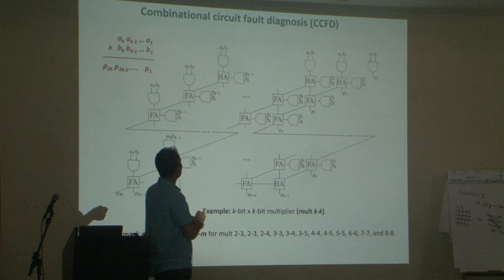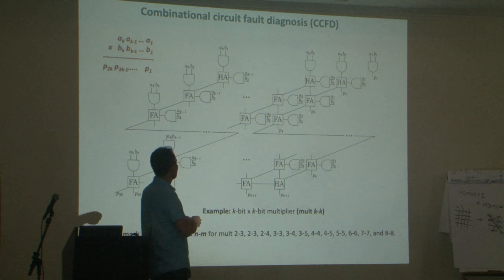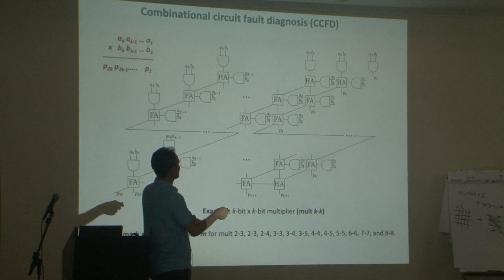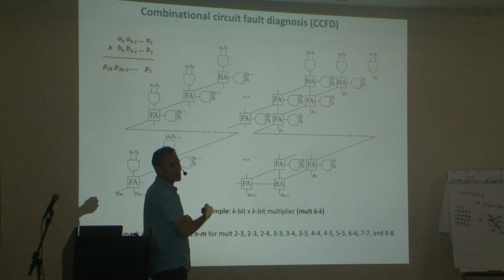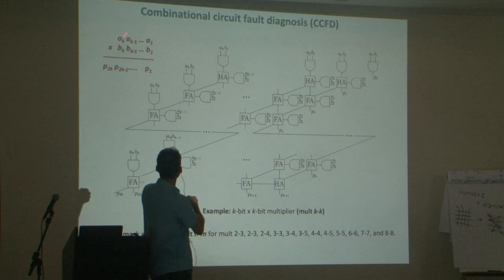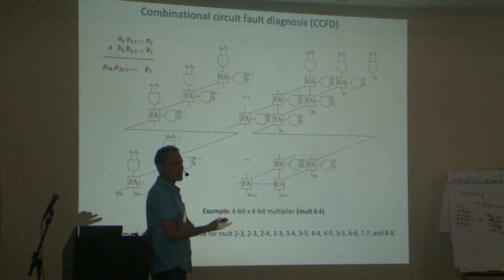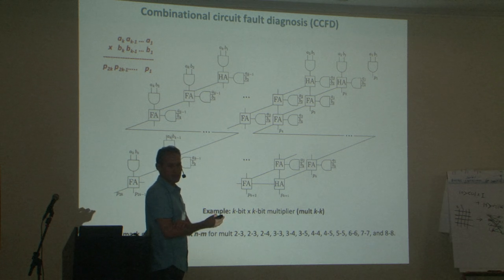So here is actually an application in fault diagnosis. In a nutshell, it's a multiplication circuit, and the idea is not to do the multiplication. The idea is, if I give you the input, the bit stream A and the bit stream B, and I want to multiply them, and I give you the output, and the output is wrong, what is going on in the circuit?